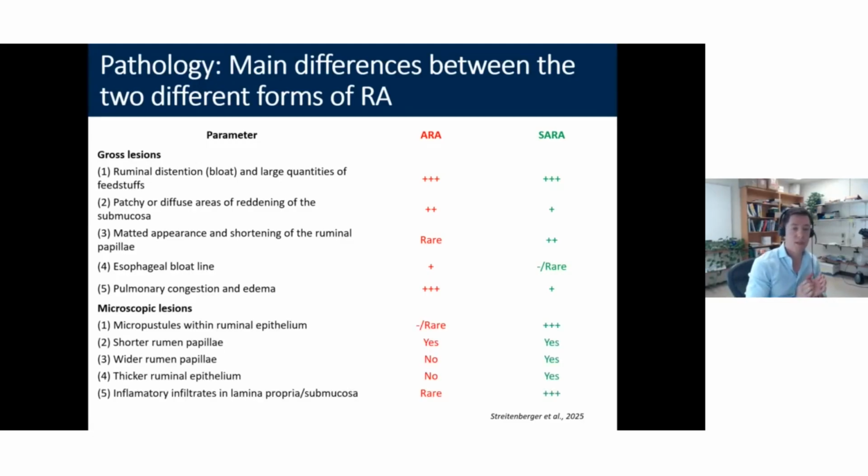Histology, you really are going to try to look for micropustules in the epithelium. If it's a subacute, you'll find plenty of them. If it's acute or they're not present, that doesn't rule out the case of acute ruminal acidosis. And we already mentioned these two changes about the length, the width, and the thickness of the epithelium, and keep in mind that inflammation will be, of course, more flooded in subacute cases.